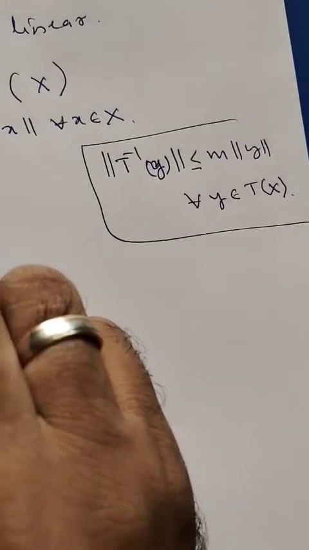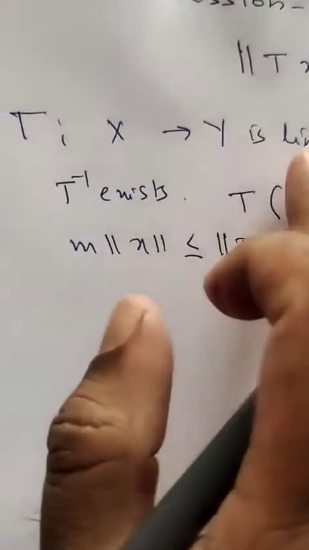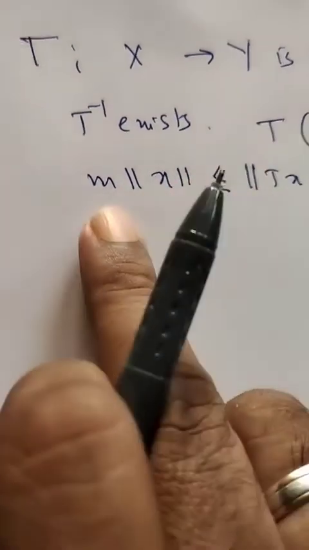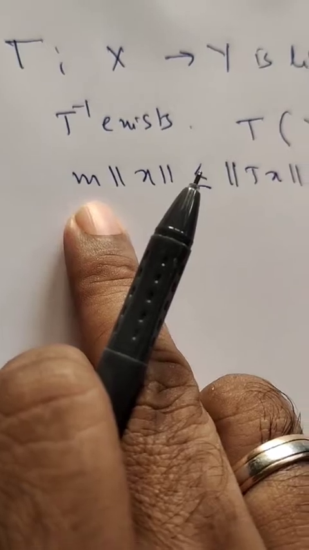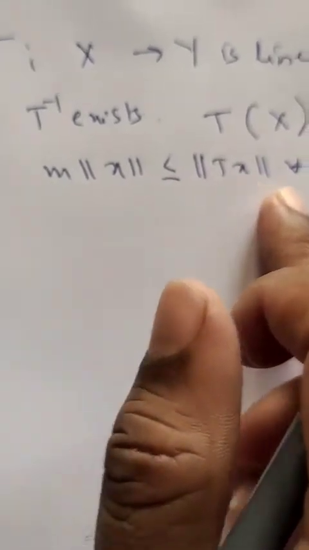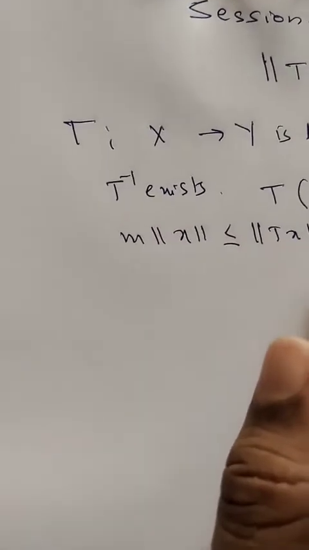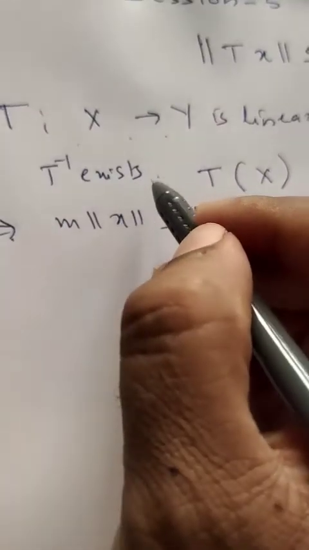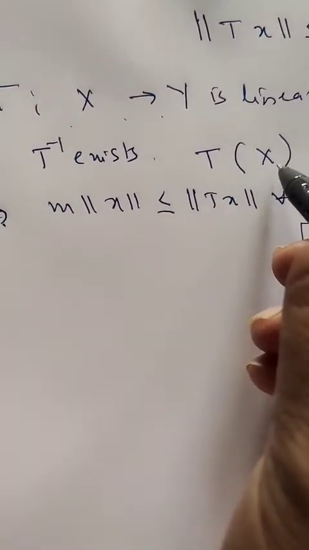Now we have a theorem. Let T from X to Y be linear. Then T inverse exists and is continuous on its domain of definition T of X if and only if there exists a constant m such that m times norm of x is less than or equal to norm of T of x. So if T from X to Y is linear, then T inverse exists and is continuous on its domain of definition if and only if this condition holds true.